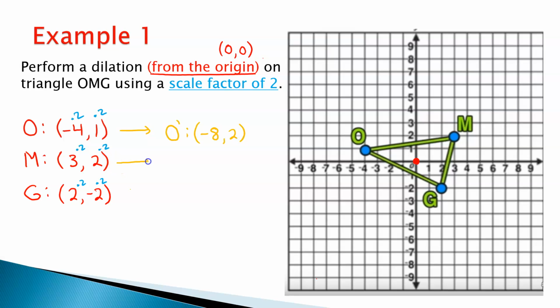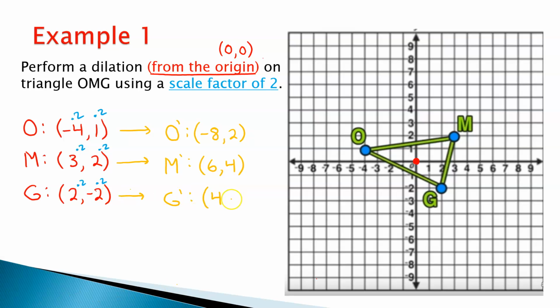And we're going to apply that to every single thing on here, and apply it to the coordinate for M. 3 times 2 is 6. So M prime is going to be 6, what's 2 times 2? 4. And then lastly, we're going to apply it to G. So G prime is going to be, the new coordinates should be 2 times 2 is 4.